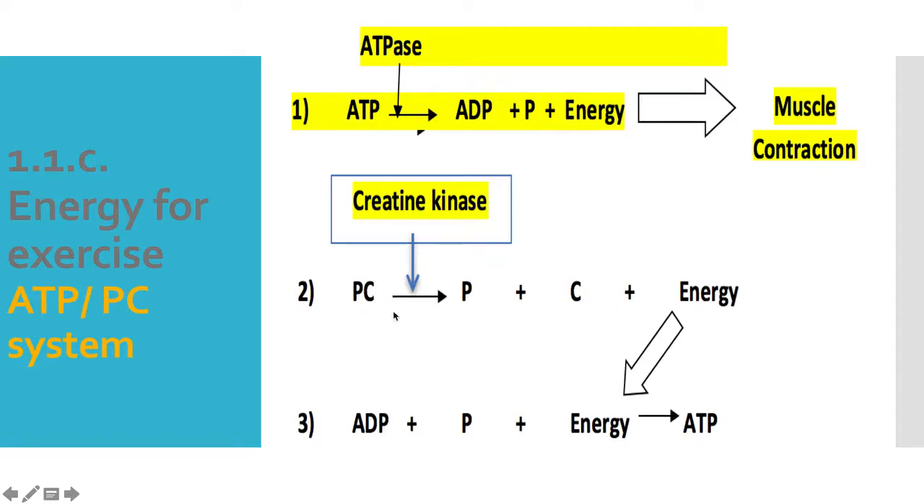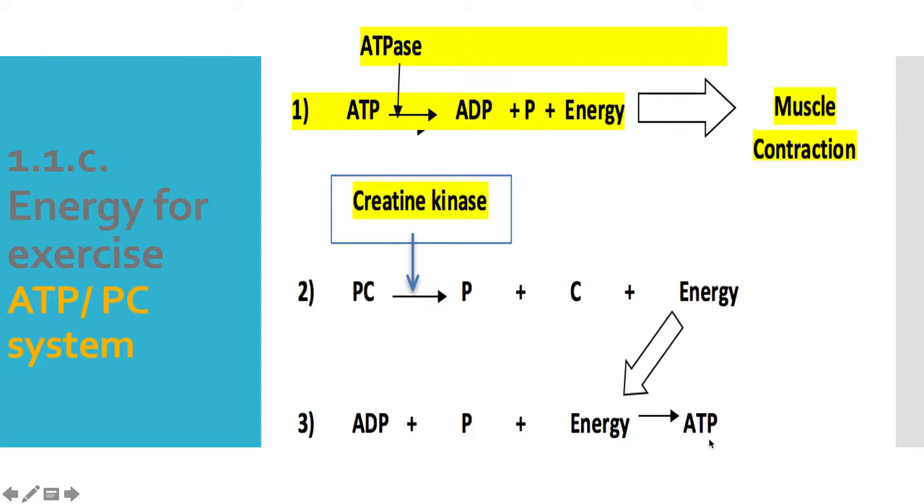So the PC is then broken down into its phosphate, a creatine molecule, and releases energy. So again, we know it's an exothermic reaction. What we then do is we need to resynthesize the ATP, or another word for remake it. So I'm going to add this ADP to the phosphate group here. It's going to require energy in order to facilitate that reaction, for that reaction to take place. So it must be an endothermic reaction. So I've got my ADP plus my phosphate group plus my energy is going to produce ATP.